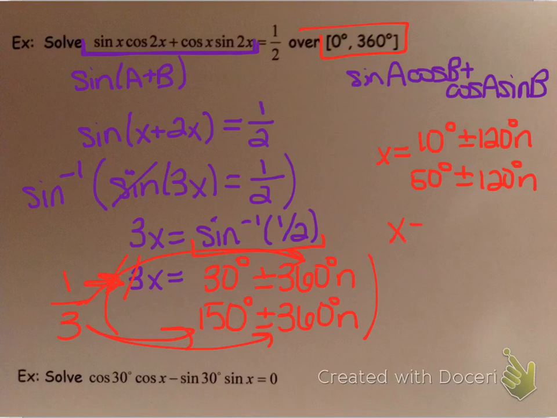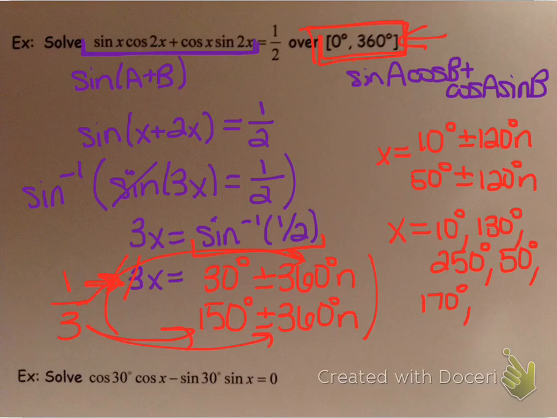And now I can use those general solutions to generate all of my answers between 0 and 360. Okay, so I'm going to start with my 10 degrees. Add 120 and you get 130. Add 120 again and you get 250. Can't add 120 anymore because then you're up past 360. So then I go to my next general solution, starts at 50 degrees. Add 120 once and you get 170. Add 120 again and you get 290.